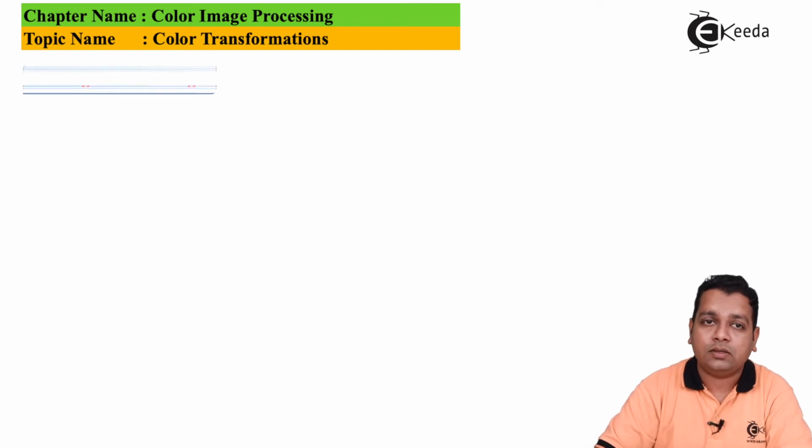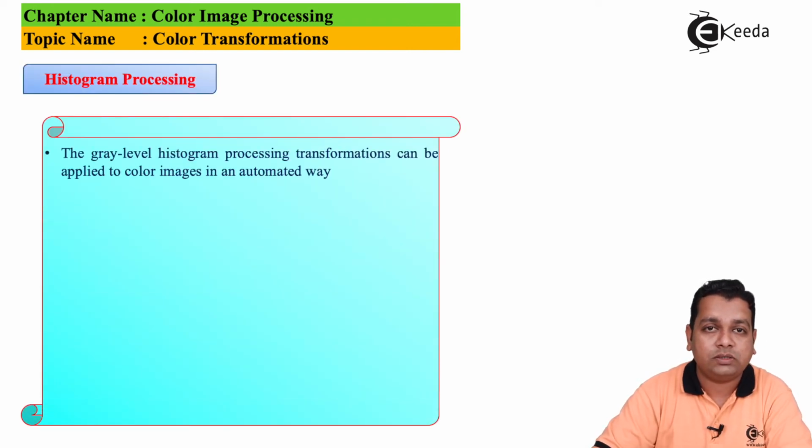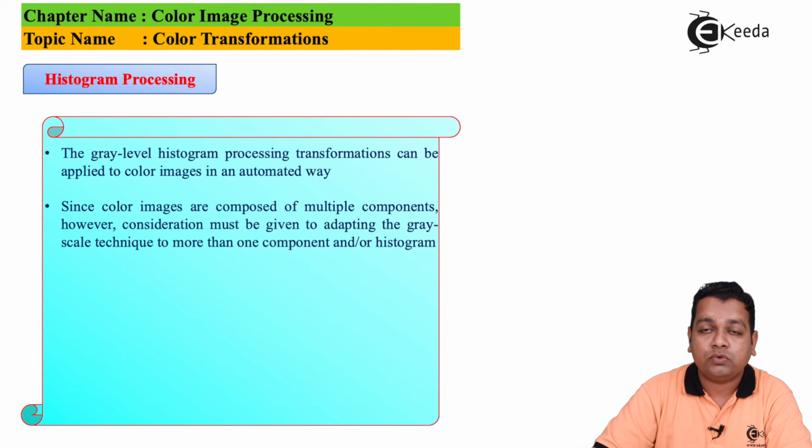Now there is another approach for color transformation, that is histogram processing. The gray level histogram processing transformations can be applied to color images in an automated way. We have already covered histogram equalization, simple histogram processing for grayscale images. Since color images are composed of multiple components, however, consideration must be given to adapting the grayscale technique to more than one component and histogram.